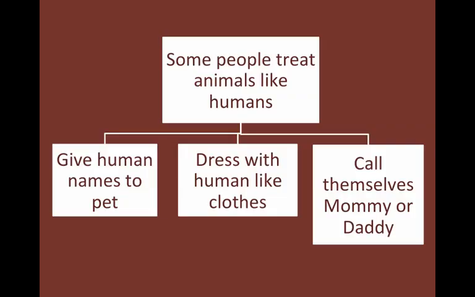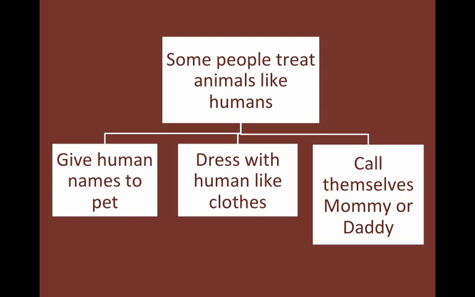Okay, to begin, we make a diagram of what we're going to write about, or a mind map, as some people call it. So we have our topic sentence, and we have our 3 areas of support, or our points that we want to make. They give human names to pets. They dress them in human-like clothes, and they call themselves Mommy or Daddy.